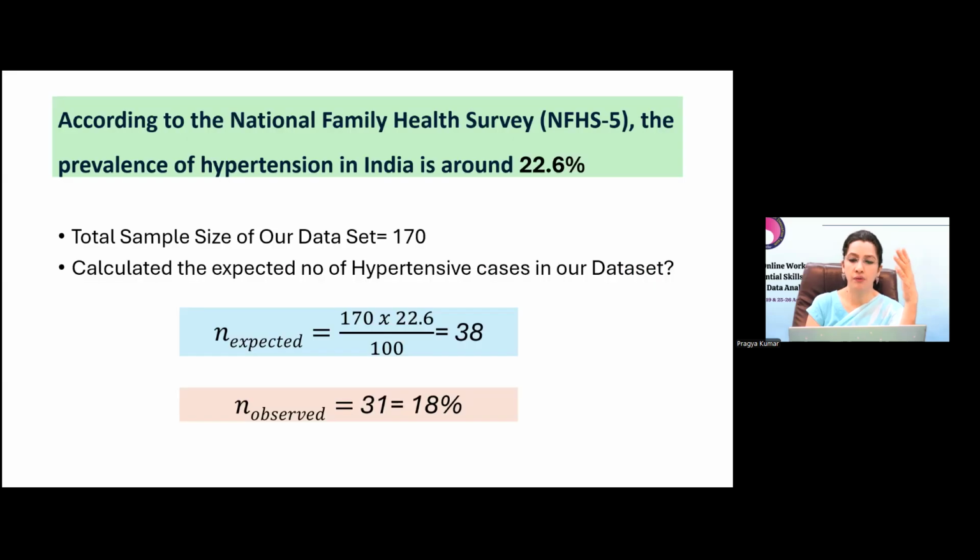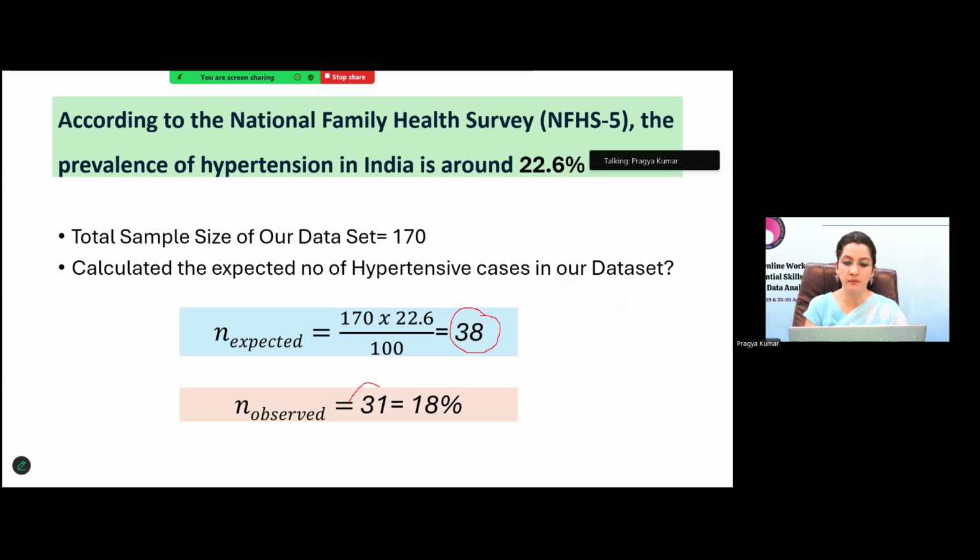Now, in this case, expected was 38, but the observed count was 31. The difference between expected and observed is known as the residual. We'll see that in the 2 by 2 table. If you remember, those of you who have studied this at some time, we always calculate the chi-square value as observed minus expected, then you square it, and in the denominator we have expected.